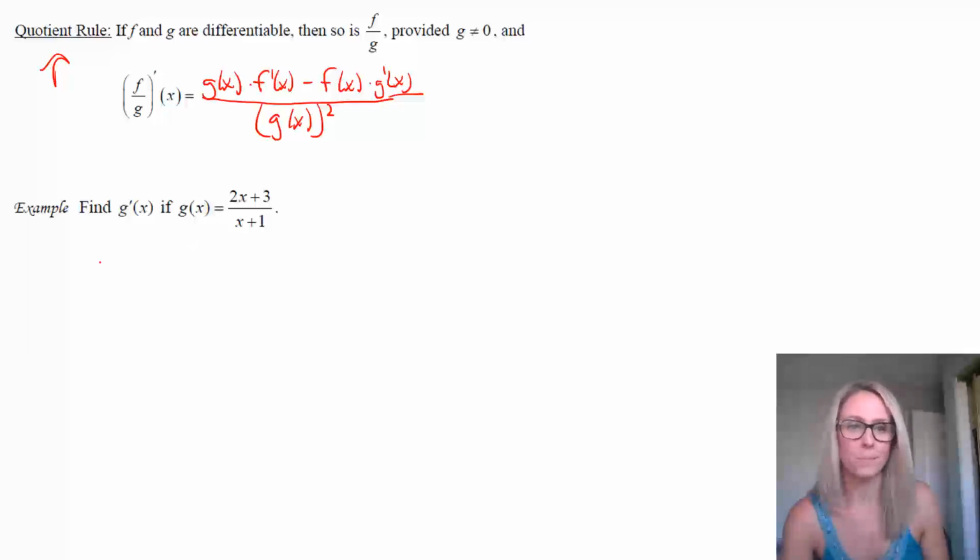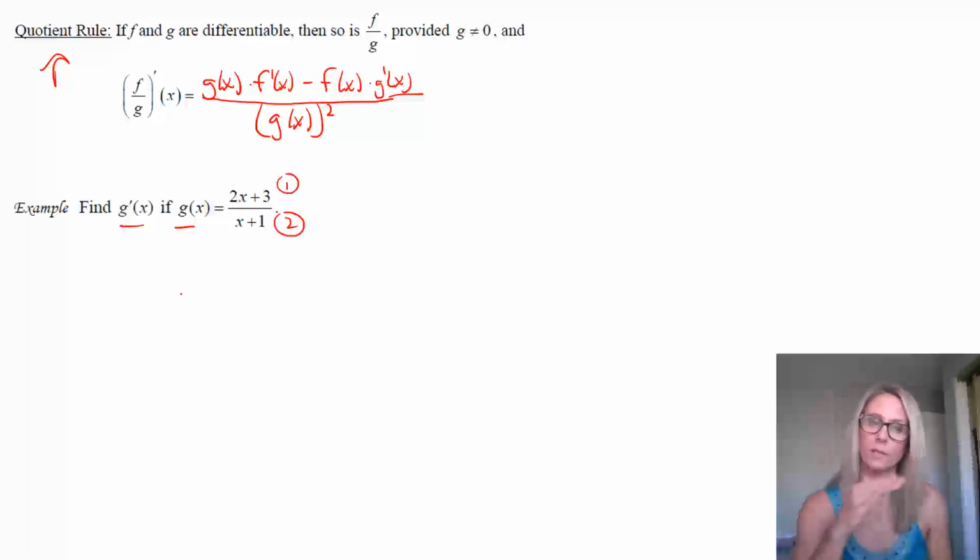So it's a lot of pieces. So we're going to take a look. So notice it can get a little bit confusing. This function is called g of x and we're finding its derivative. However, really just focus on the fact that we have the top and we have the bottom. And that's really how you want to see this because it is technically two functions. Your numerator is 2x plus 3. Your denominator is x plus 1.